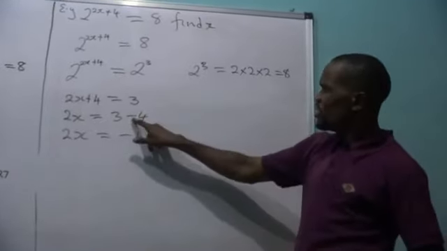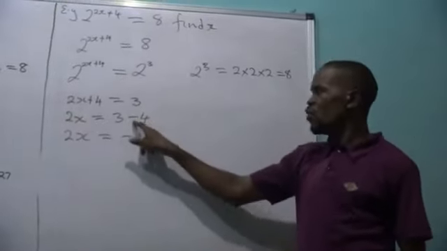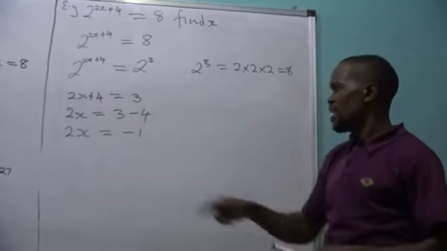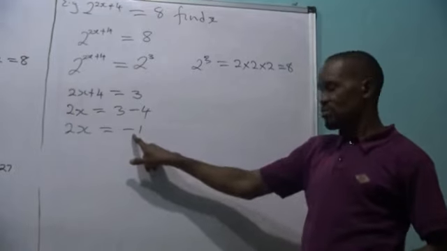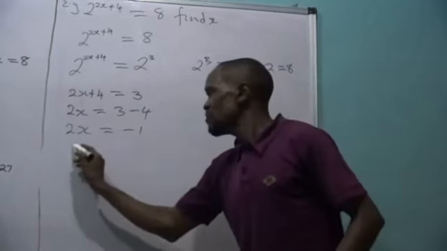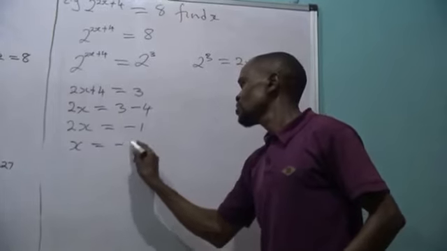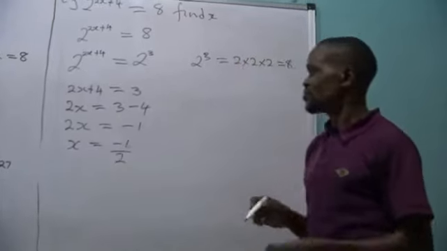This means I'm owing 4. I owed 4, I paid 3, and I'm still going to balance 1. So I have x equals what? Minus 1 divided by 2.